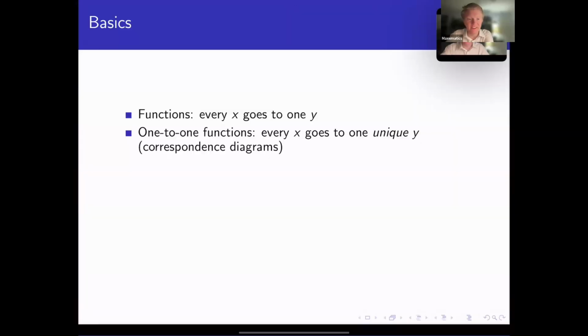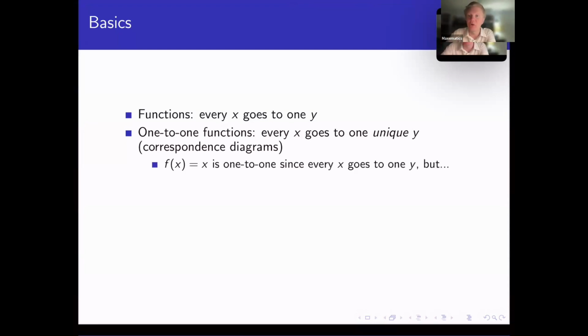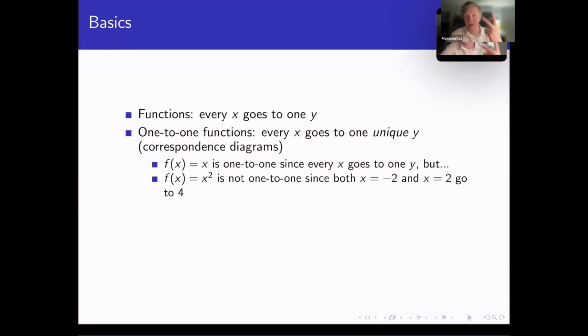Okay, so now we're back. Just wanted to show the correspondence diagrams. That's what those little circle things are. But now let's continue. So for example, f of x equals x is 1-to-1 since every x goes to 1 y. There's no way that you can make two different x's equal the same y value. However, x squared is not 1-to-1 because negative 2 squared is 4 and positive 2 squared is 4. Two x's go to one single y value.